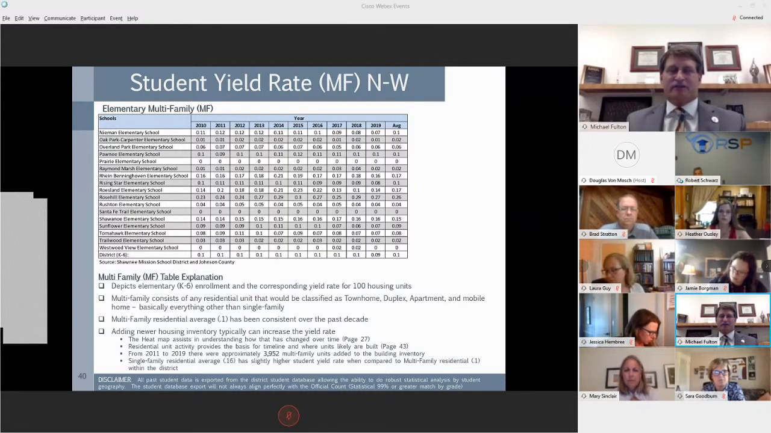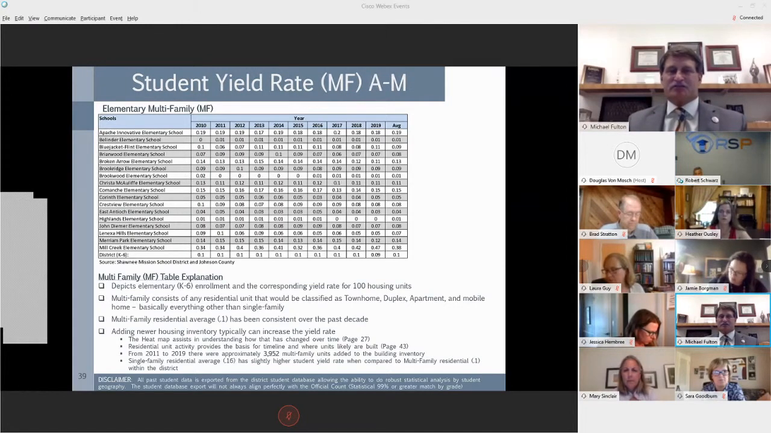That's where, with the higher population density, you can get a sudden burst in student enrollment. But these kinds of planning processes help you to hopefully avoid surprises.